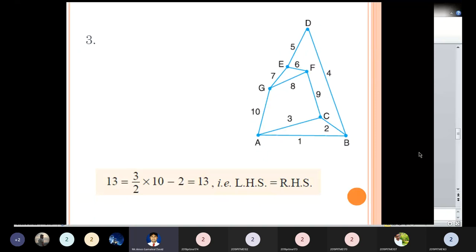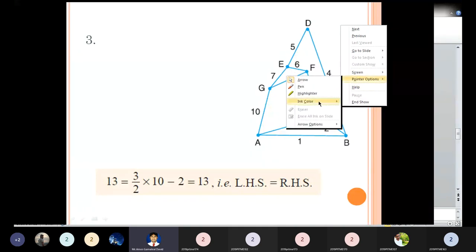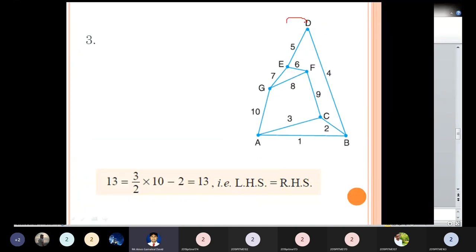Okay, what about D point? Look at D point. How is it? Binary, sir. Yes. Okay, so there is only one binary joint here. Okay, this is a ternary joint, this is a ternary joint, this is a ternary joint, ternary, ternary, and ternary. How many? 1, 2, 3, 4, 5, 6 ternary joints and one binary joint.